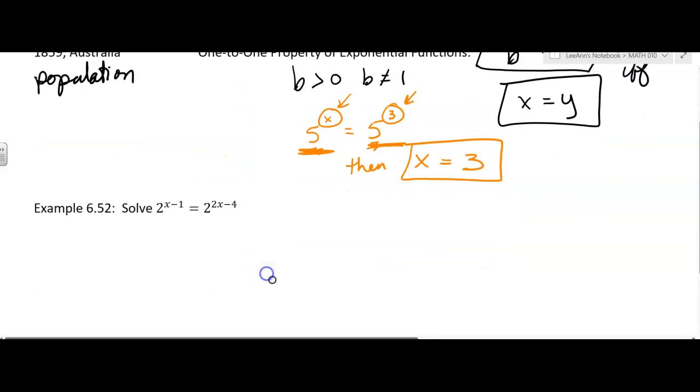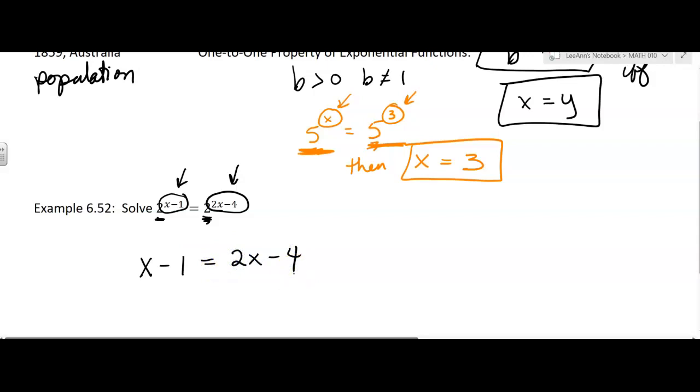All right, so now let's look at this example that we have. We have a base of 2 to this exponent, x minus 1, and we have a base of 2 on the other side of the equal sign. So these two expressions are equal, and we have an exponent 2x minus 4. Well, then that exponent has to equal that exponent. So we can just pop out the exponents. x minus 1 equals 2x minus 4. And then we can solve that equation.